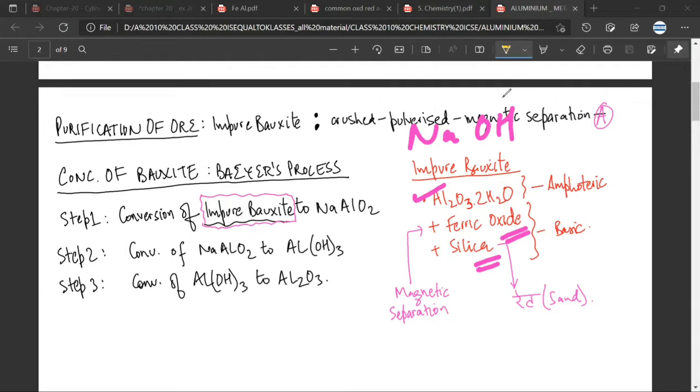And that is why they will get separated, because Al2O3 will react with NaOH to form a soluble NaAlO2, sodium aluminate, but ferric oxide and silica would not react, and therefore they can be separated easily. Any doubt till here? No doubt.